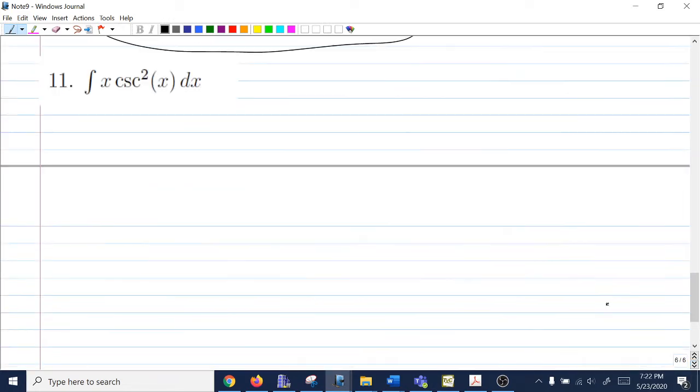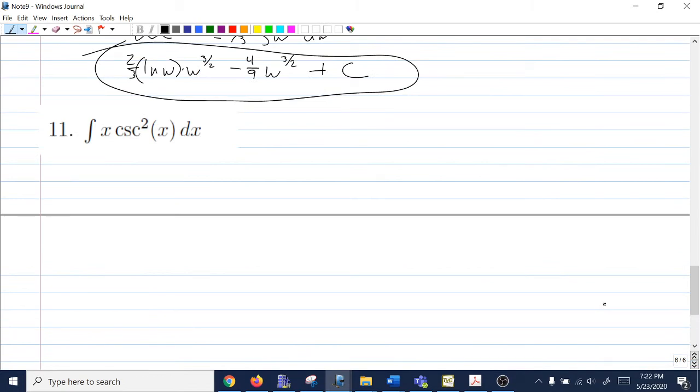I guess this wants parts. Yeah, the x seems ready to get differentiated. Let's say u is x, and let dv be cosecant squared. I'm anxious, am I going to be able to integrate this? And then I relax when I remember, oh yeah, this is just the derivative of cotangent. Wait, no it's not, because the derivative of cotangent would be negative cosecant squared. So the integral of this is negative cotangent. Meanwhile, du is 1 dx.